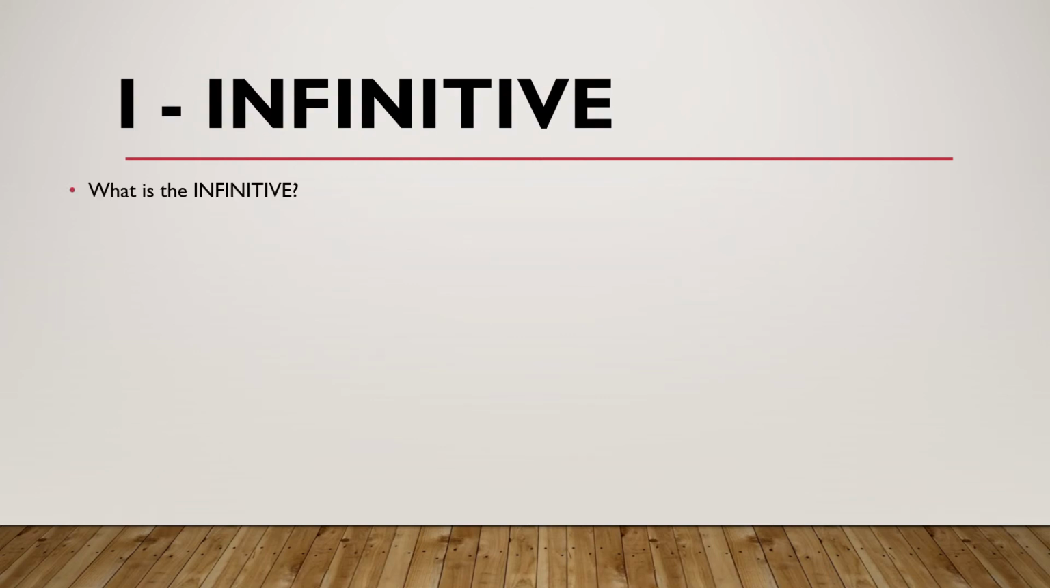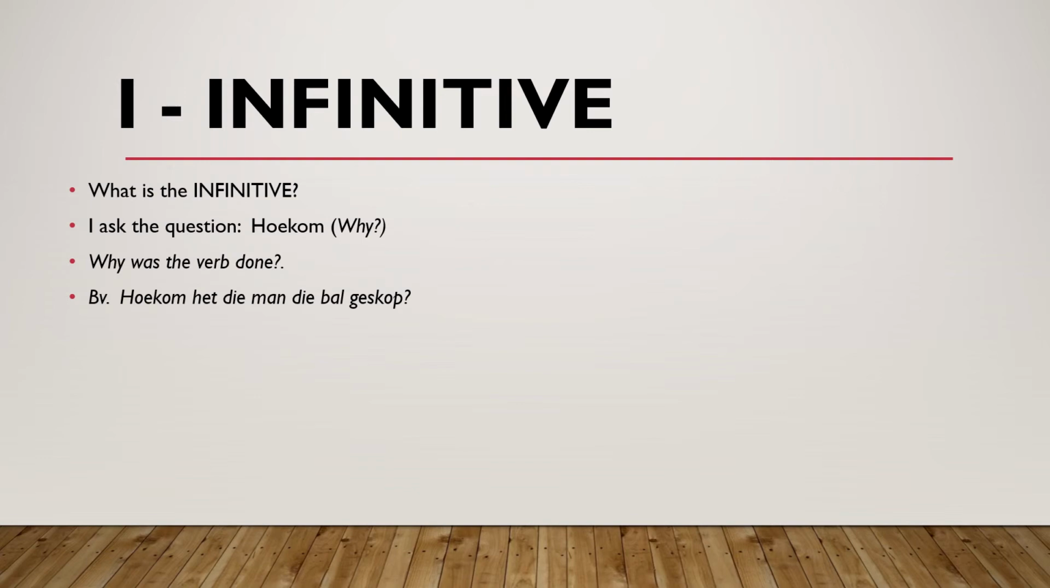So, yes, and then we end with our infinitive, which is our I in STOMPI. So what is the infinitive? And this is usually the part where learners get confused with the I. So, as we said, we asked the question hoekom, or why. Why was the verb done? What was the reason for doing the verb? Hoekom het die man die bal geskop? So then we usually can see the infinitive by using om or te, or both of them together, om te. So immediately when I see an om or a te in a sentence, then I must immediately know that whatever follows that is my infinitive. And that always goes at the end of the sentence.